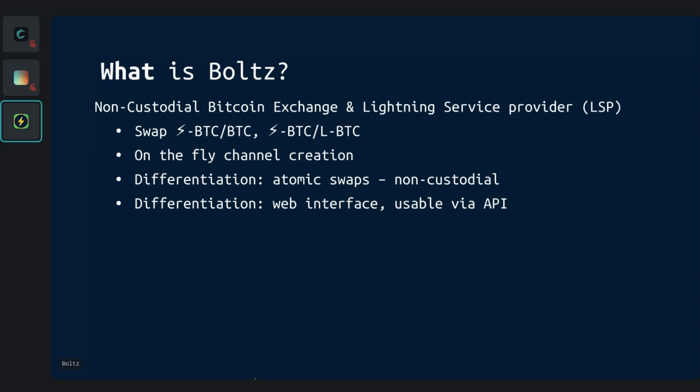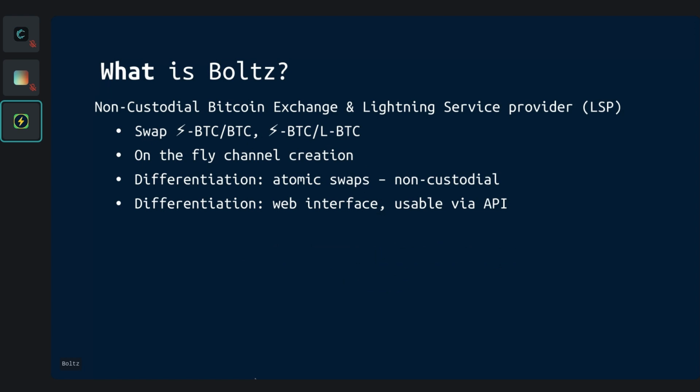Something pretty special we have already live for our swaps is something we call channel creation, which creates channels on the fly if our backend realizes that a payment can't get through to the user due to no route or no liquidity on the route. We would on the fly create a new channel and then push the payment through to the user.